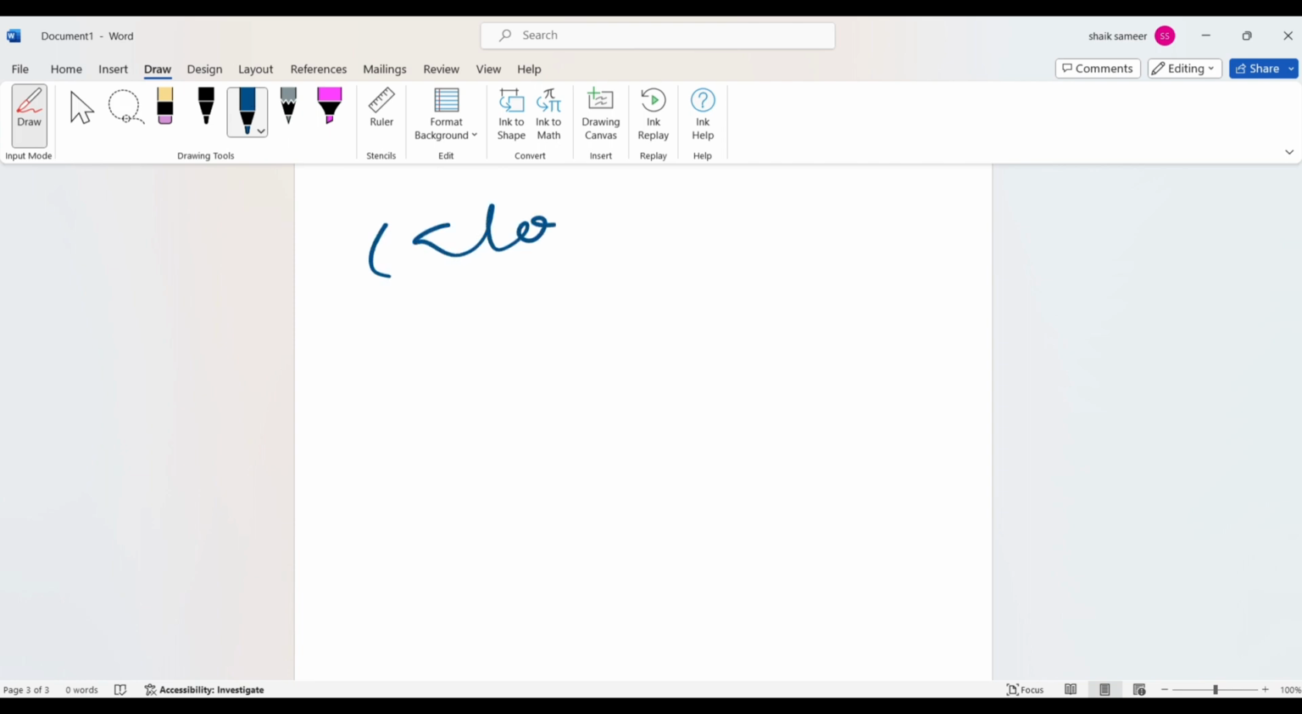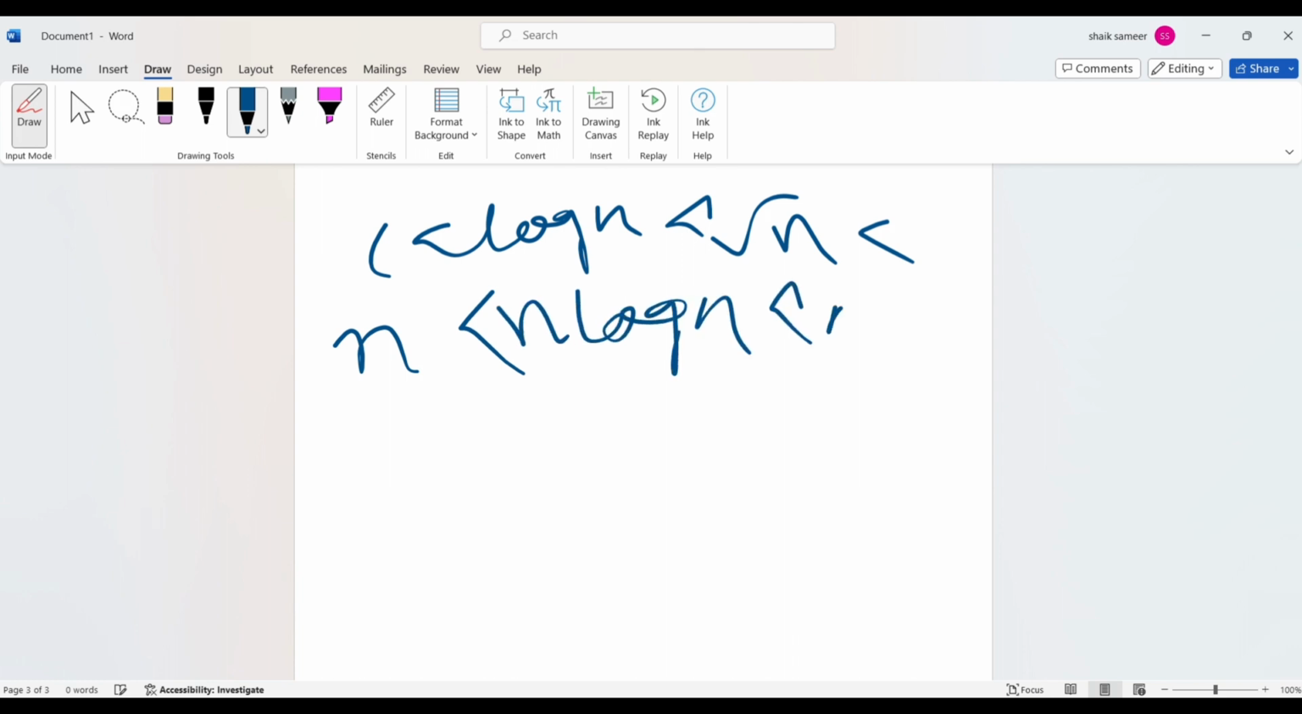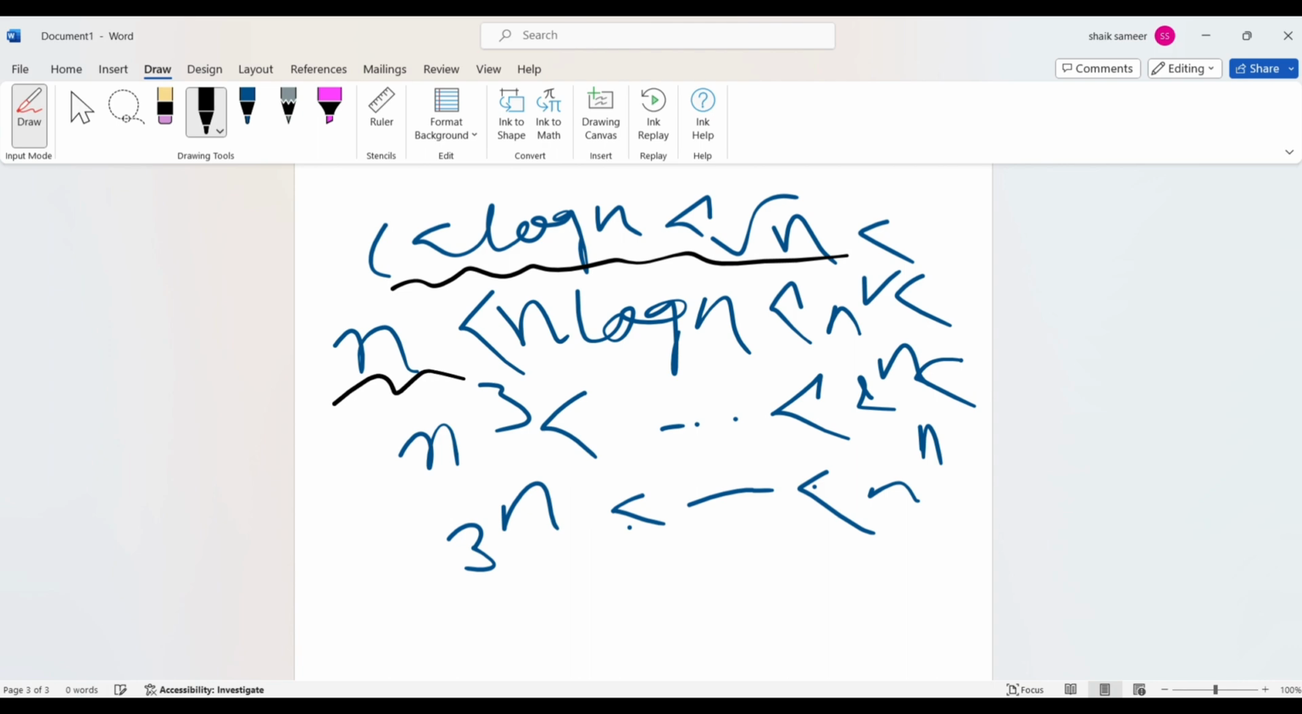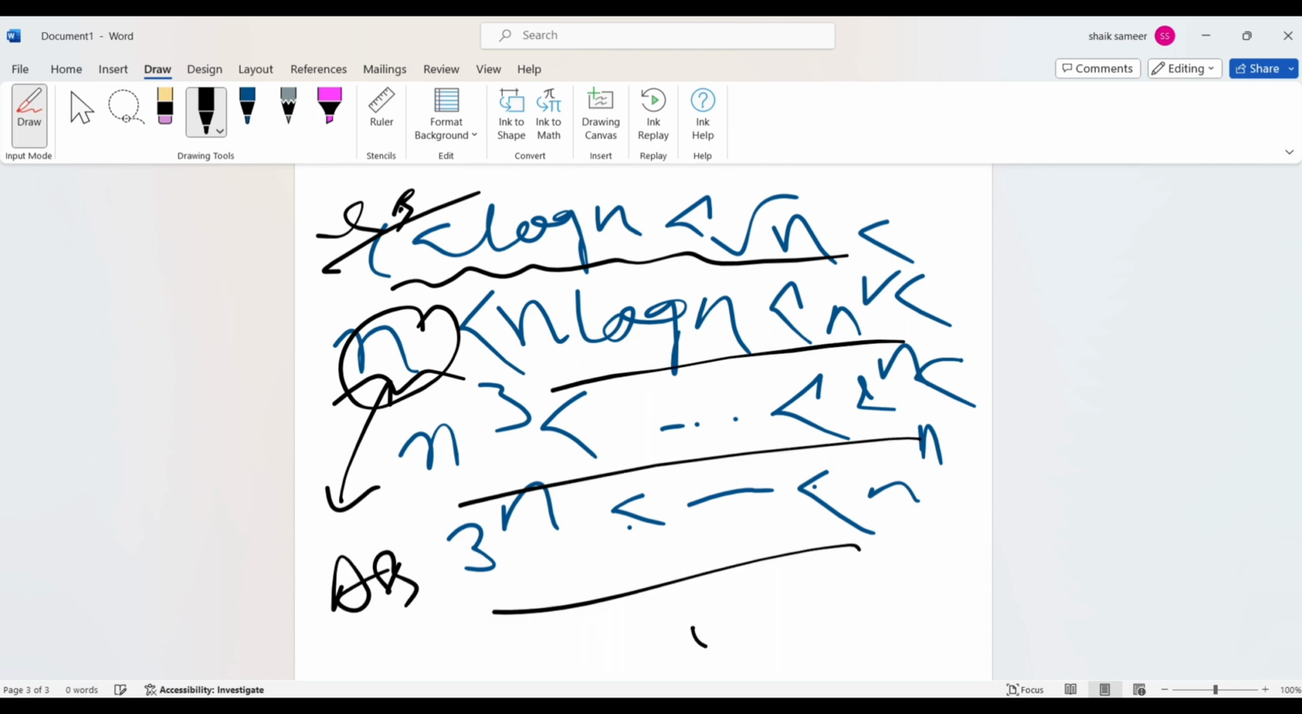1 less than log n less than root n less than n less than n log n less than n square less than n cube less than, and so on, 2 power n less than 3 power n less than, and so on, n power n. If you remember this performance order, from 1, root n, log n up to here, these are called lower bound conditions, LB. This n is the average bound, AB. All of the rest are upper bound.